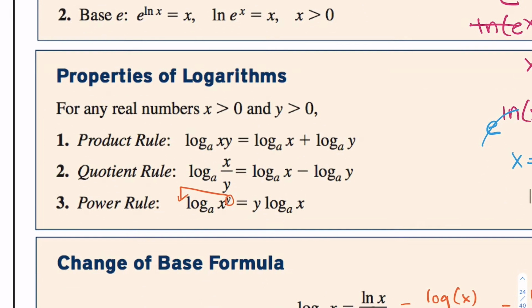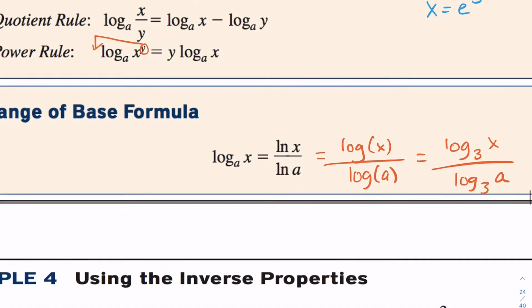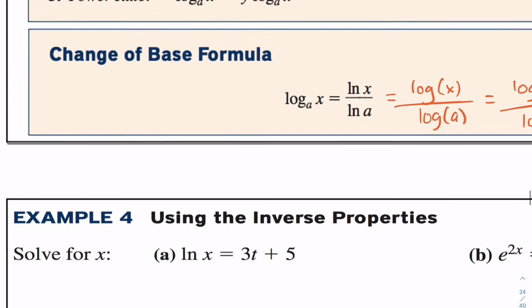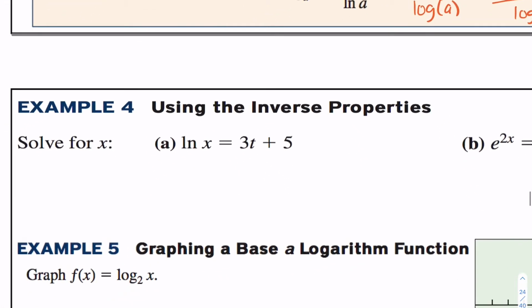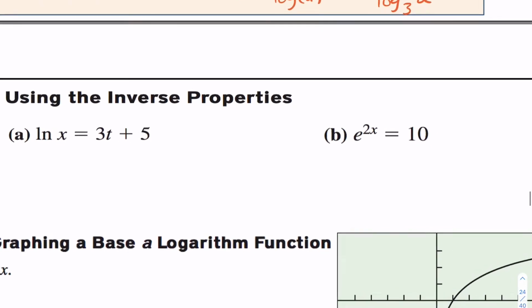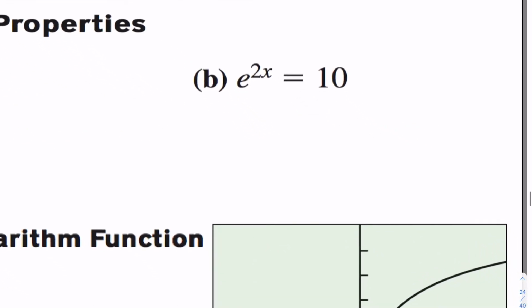All right, you should be familiar with your logarithmic properties and change of base. We quickly went over that in class. So let's solve here for x. Let's start with this one, which is probably going to be a little bit easier, b. We are going to take the ln of both sides.